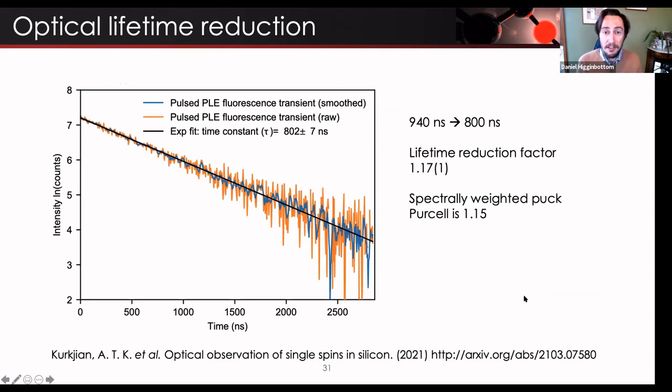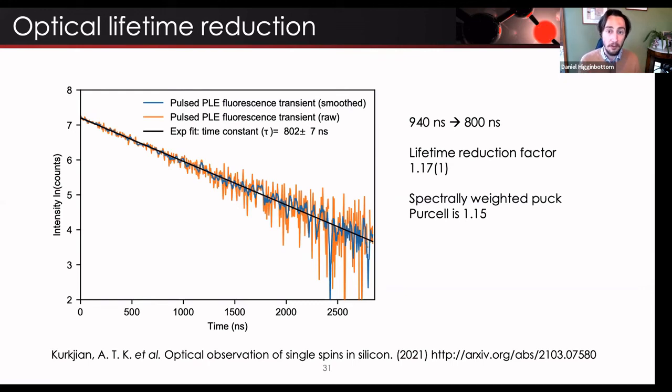Once we've identified these resonances, we can measure the optical lifetime. And when we do that, we find an optical lifetime that's actually a little bit lower than what we measured in bulk. So we have a lifetime here of about 800 nanoseconds, down from 940 nanoseconds. That lifetime reduction factor is a factor of 1.17. From the spectrally weighted puck per cell simulations, we would expect a lifetime reduction factor of 1.15. So these are tantalizingly close, but we can't be sure that this is a per cell effect at this point.